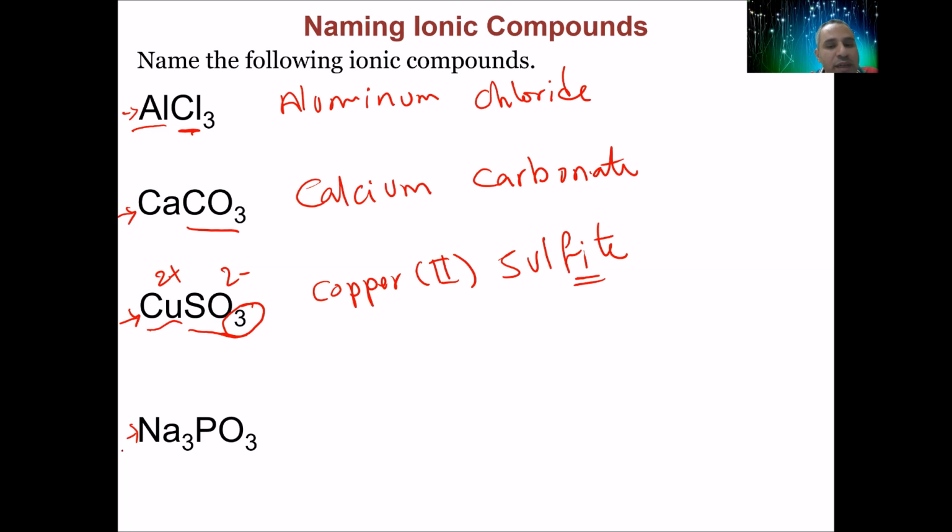It's a type 1 compound, because sodium has only 1 possible charge, so we start with the name of the cation, sodium, and then the name of the anion, in this case phosphite, and it's ITE because again it's 1 oxygen less than the reference phosphate with 4 oxygen.